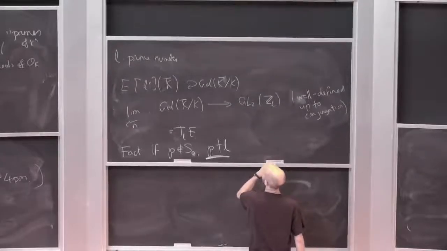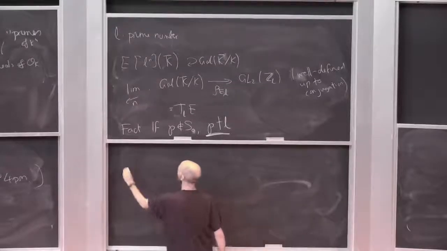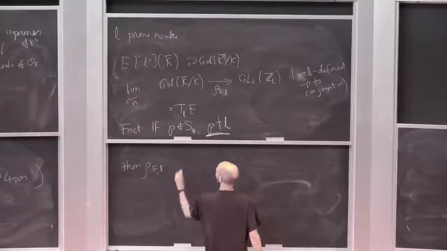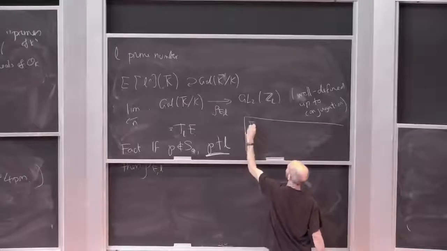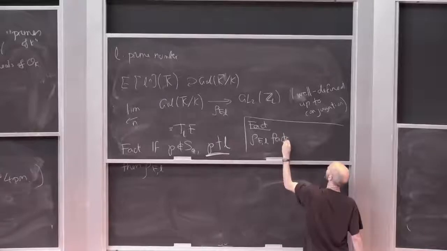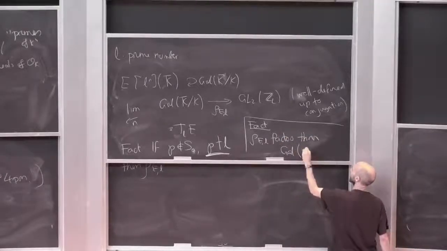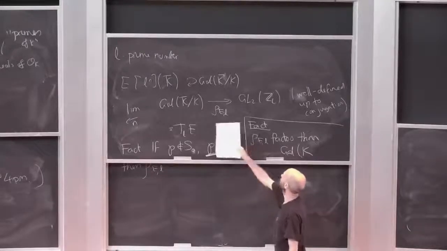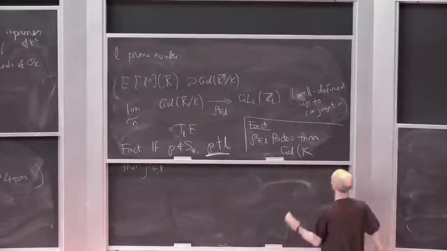I need notation, don't I? Let's call it rho of E,L. Now, here's just a fact, is that rho of E,L factors through Gal K, and I want to put S. But what's S? I've got to be careful, because where does this representation ramify? It's just like the cyclotomic character. There are problems at S. Of course, there's problems at S0.